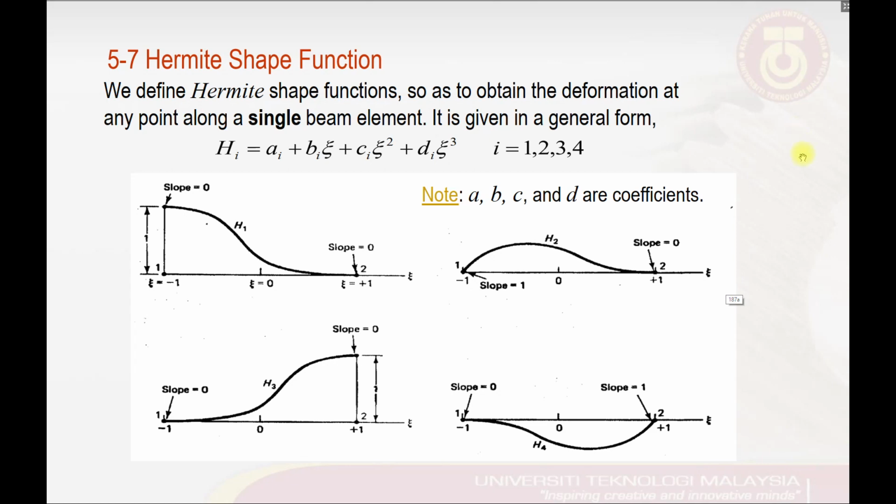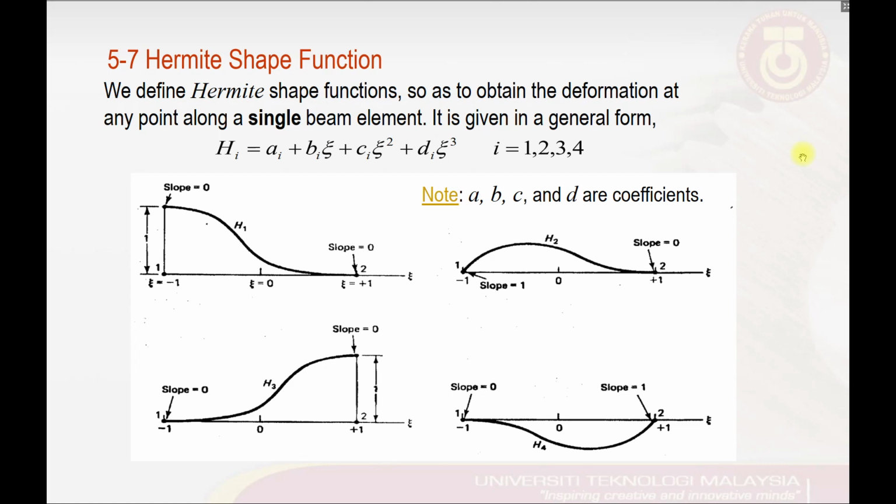Since the beams involve bending, the assumption of linear variations in the predictions of the translations or rotation between the two nodes along one element is no longer accurate. So the Hermite shape function is suggested here.